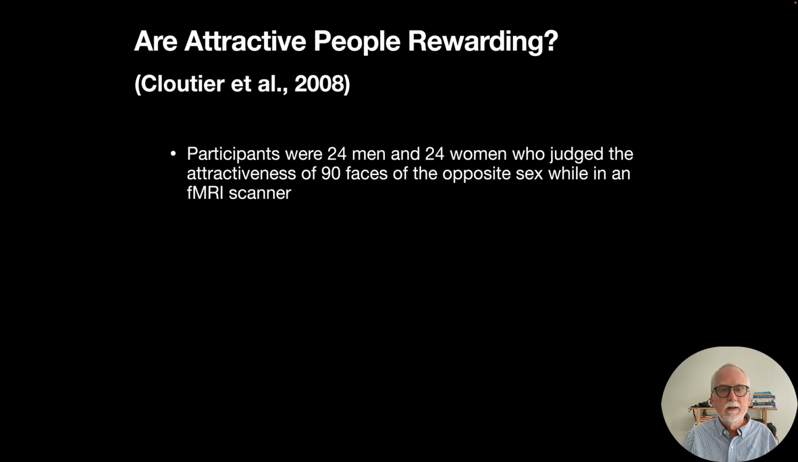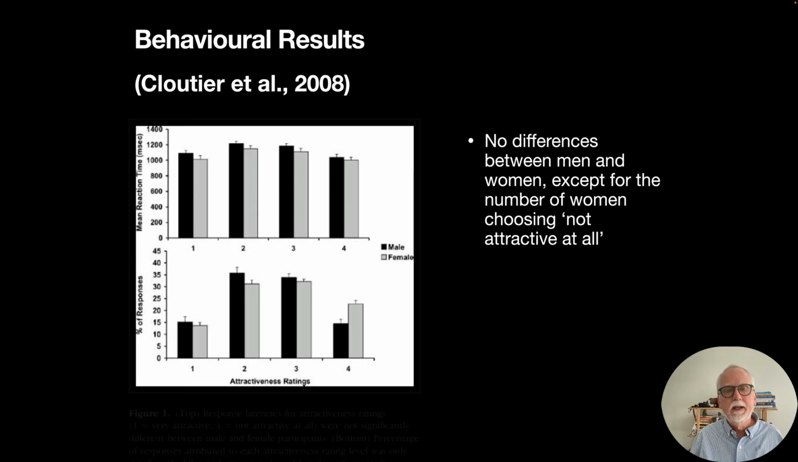So what they did is they had 24 men and 24 women judge the attractiveness of 90 faces of the opposite sex. So again, here it's a heterosexual sample, so they're saying that everybody's opposite sex attracted, and they're going to show them opposite sex faces, okay? And then what they did was they rated how attractive they found, and you can see there's no differences between the men and women in terms of what they thought.